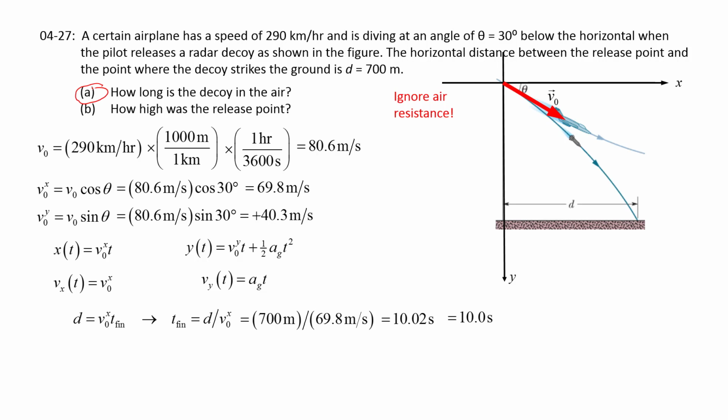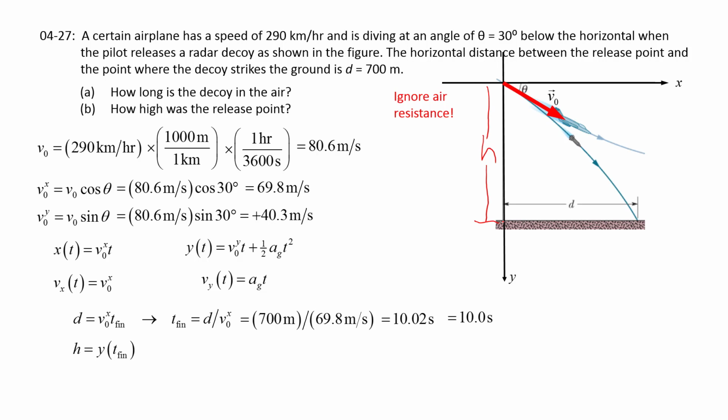Now the question is, how high was this thing when it was released? There we have to go to the y equations, the equations involving the vertical component. If we take that y of t, basically the height, h, I'll draw that little h there, is the position of the decoy at that t final. So it's how far it's gone in the vertical direction after 10 seconds.